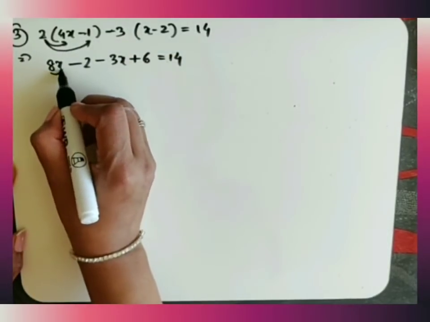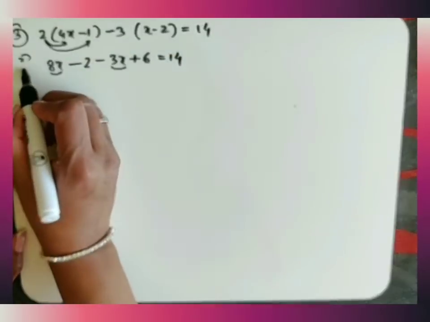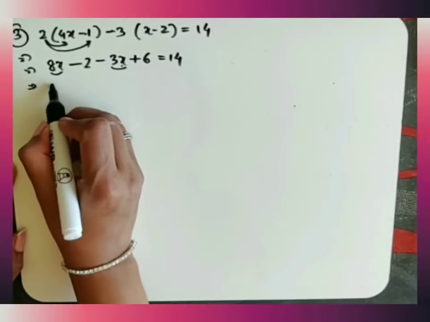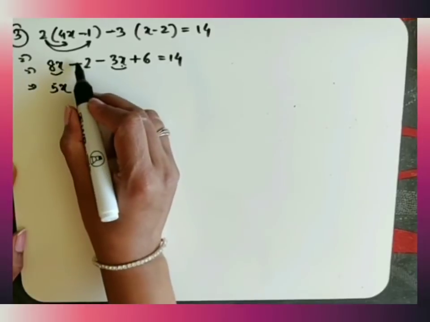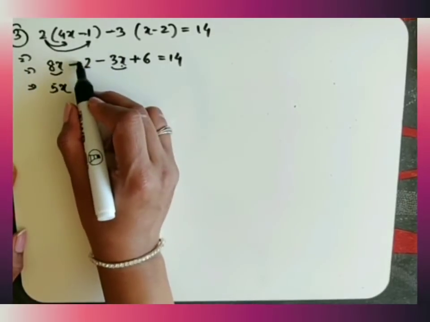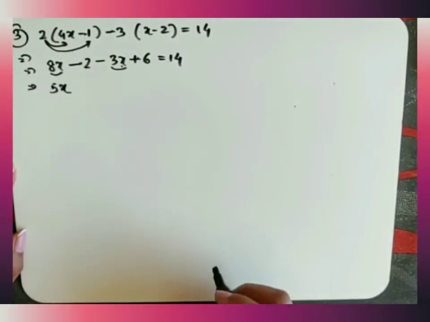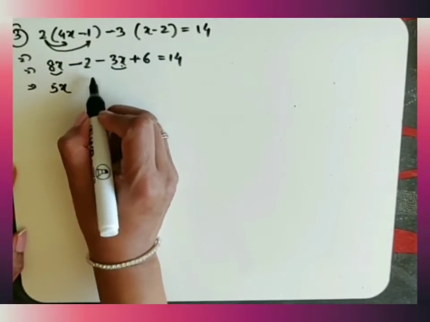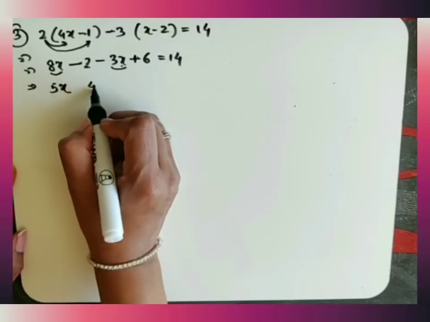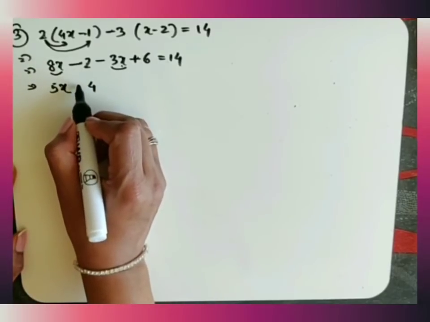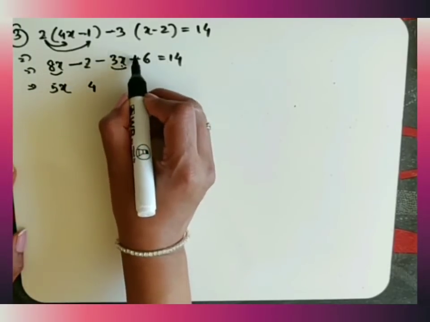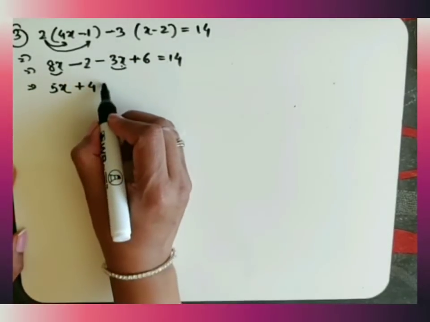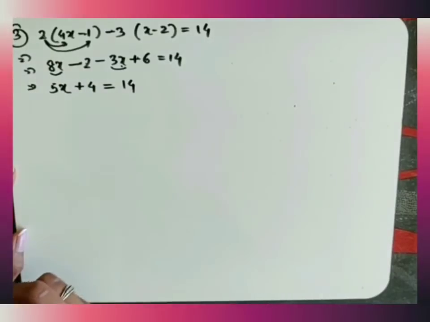Now we have like terms 8x minus 3x. So we need to take plus 8x minus 3x, which will be plus 5x. Then minus 2 plus 6. When we have two signs, we need to straight away subtract. So minus 2 plus 6 will give you 6 minus 2, which is 4. But what sign here, either minus or plus? See, plus sign beside the bigger number. So we need to give here plus 4 and equal to 14.